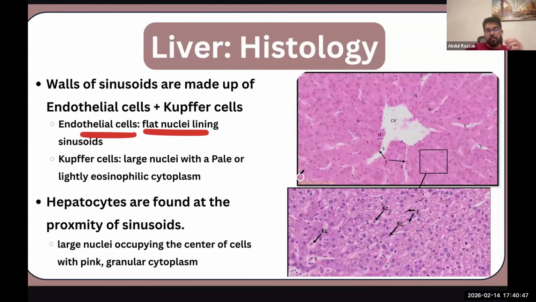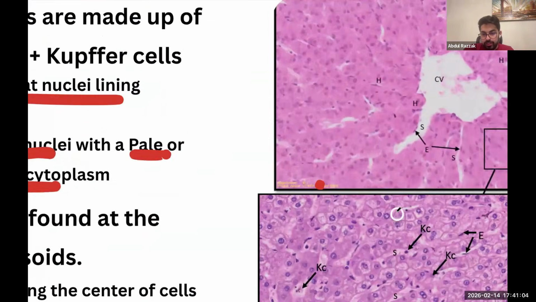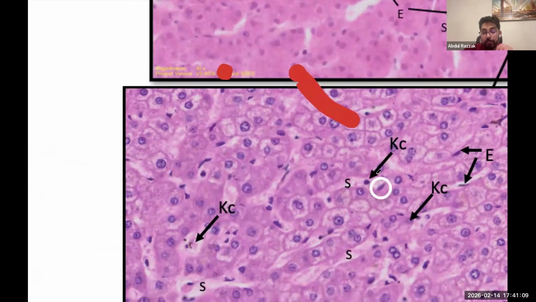The other cells lining the sinusoids are Kupffer cells, okay? And these are the macrophages of the liver. That's why they're going to have the look of macrophages. They have a very large nucleus with a pale or lightly pink, eosinophilic cytoplasm. So if you zoom in, you can see that these are Kupffer cells. They have a very prominent nucleus with a very vague and very pale cytoplasm around it.